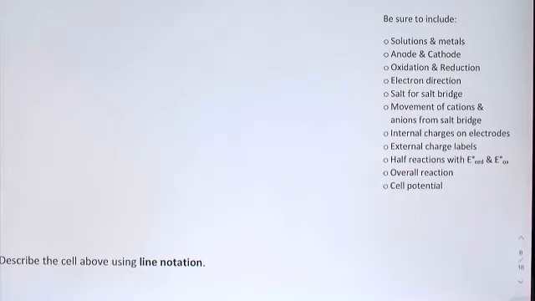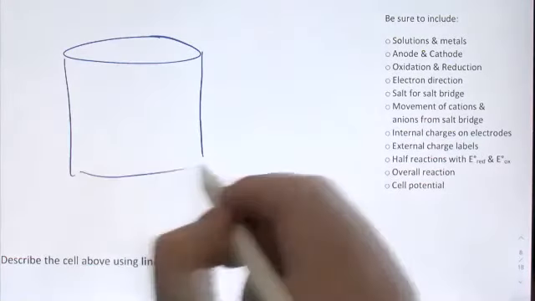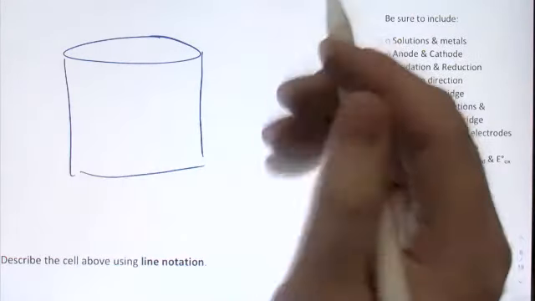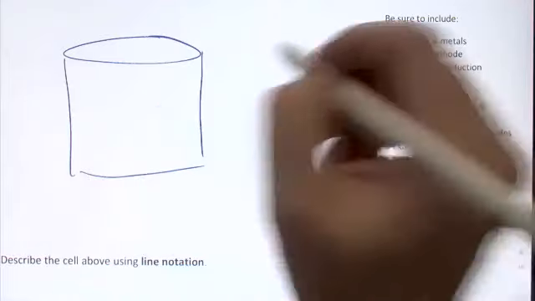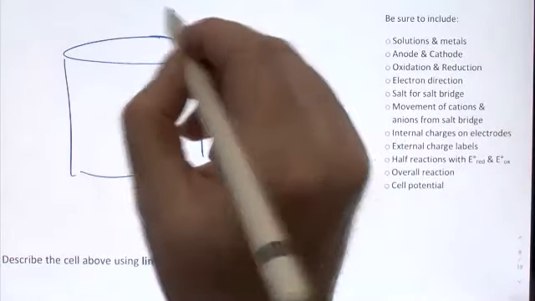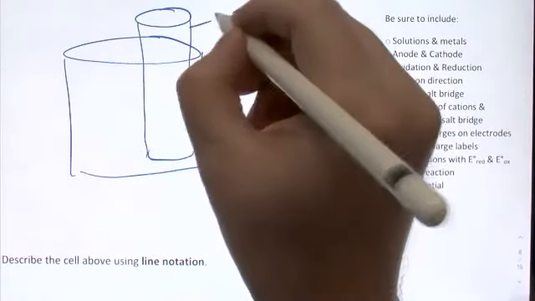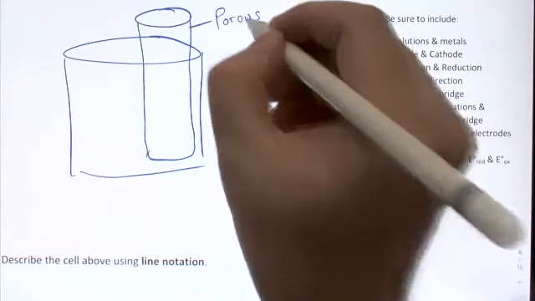I've shown you a cell where there's two beakers side by side connected by a salt bridge, right? That's a very common way of constructing these cells. Here's another way. Take a beaker and put one solution in it. And instead of another beaker and a salt bridge connecting them, take what's called a porous cup.